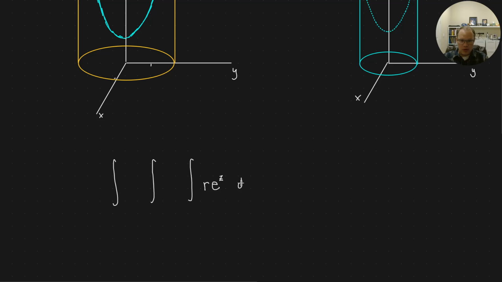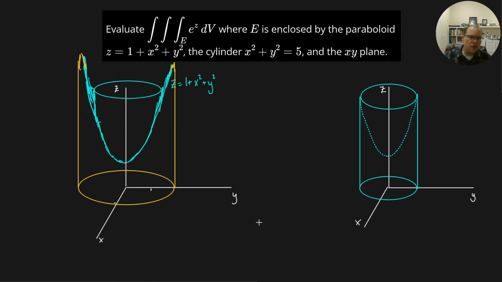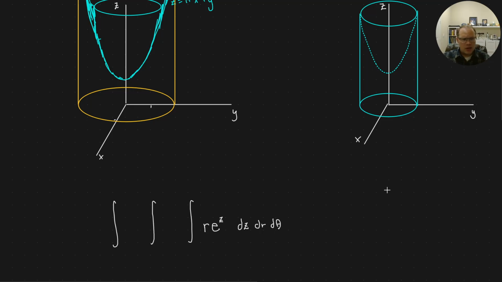And I will integrate first with respect to z, then with respect to r, and then with respect to theta. This is generally the order you want to go in when integrating with respect to cylindrical variables. So let's integrate first with respect to z. We're going to do this the usual way. That first integral, it's the same z we use for rectangular variables, so we're going to think about it the same way.